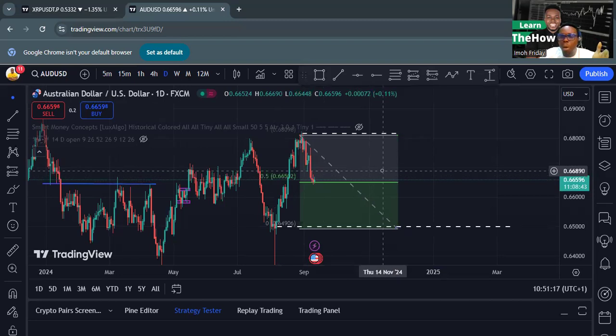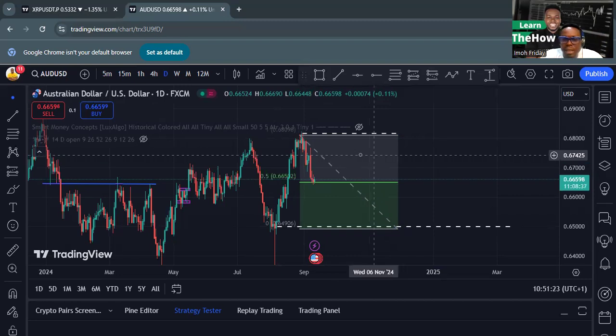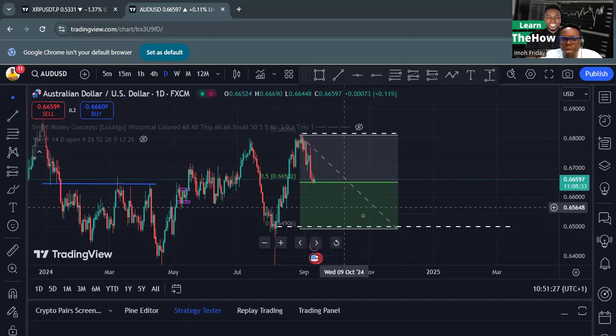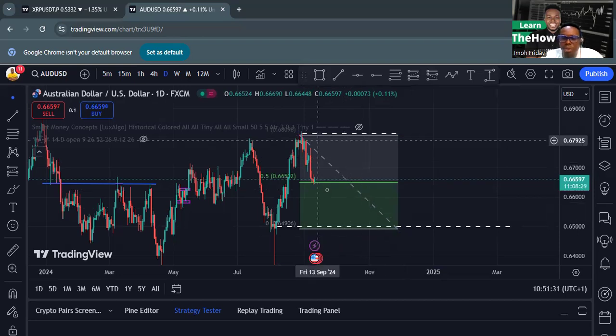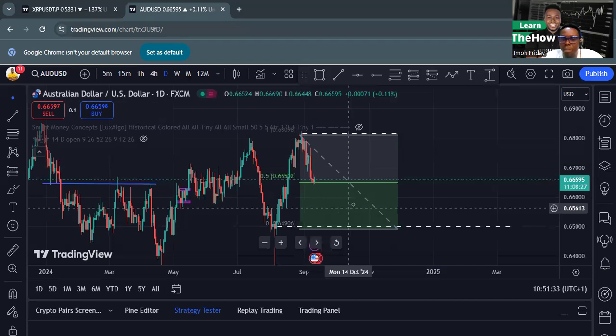Now they will call premium and discount zone. In light of this market right now, this place here is discount. If you buy at this zone while taking a sell, you are still on discount because it's the 50%. This other part, if you buy here, you're buying at premium, so if you are taking a sell position, that is not advisable.